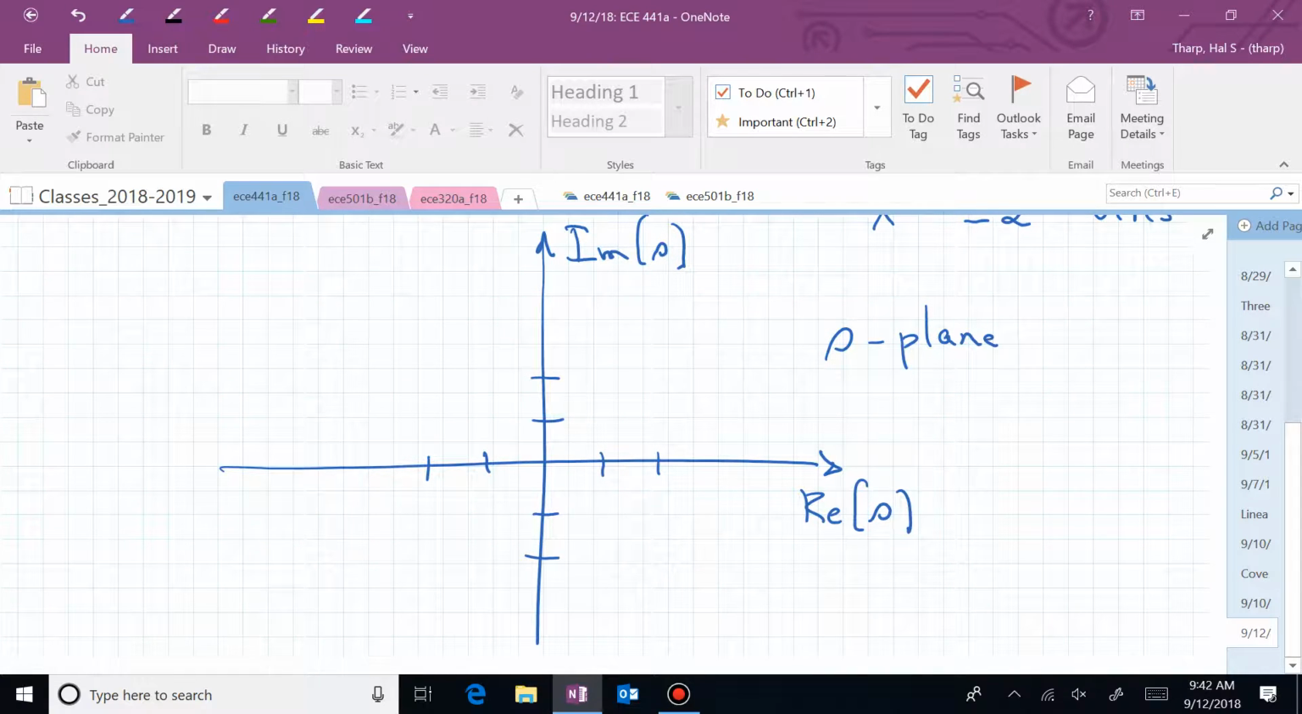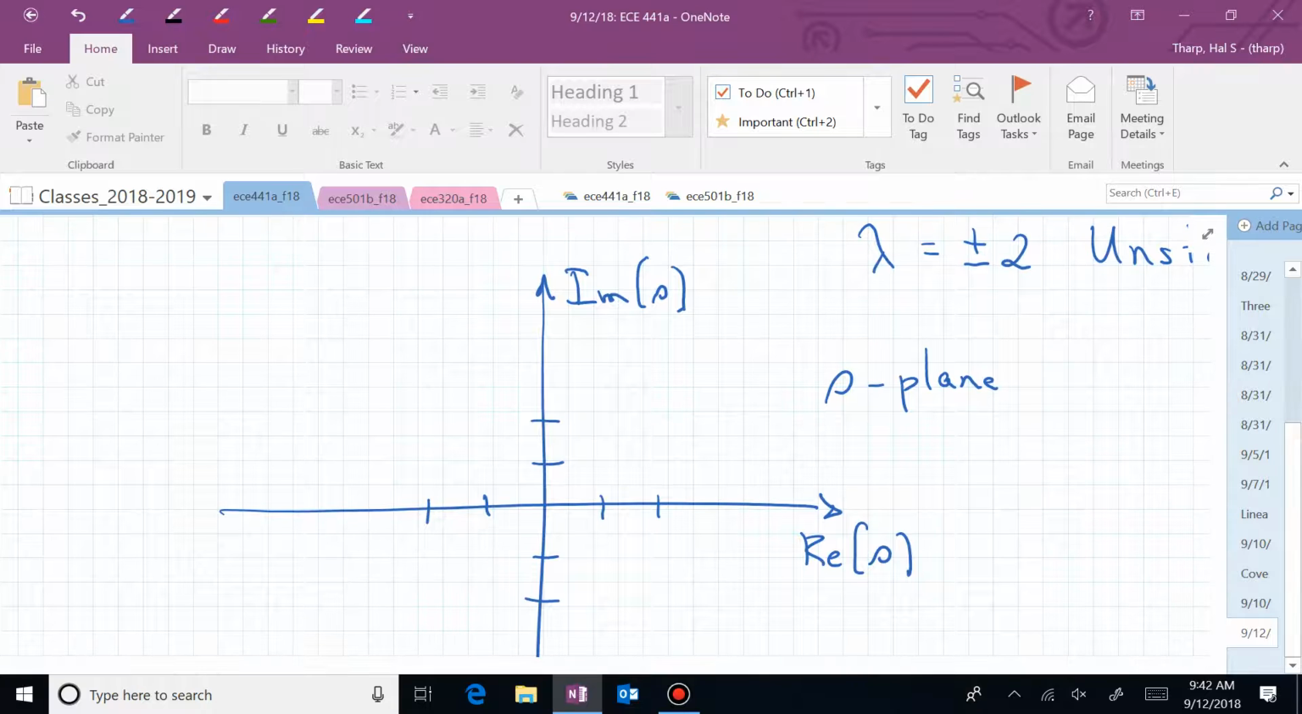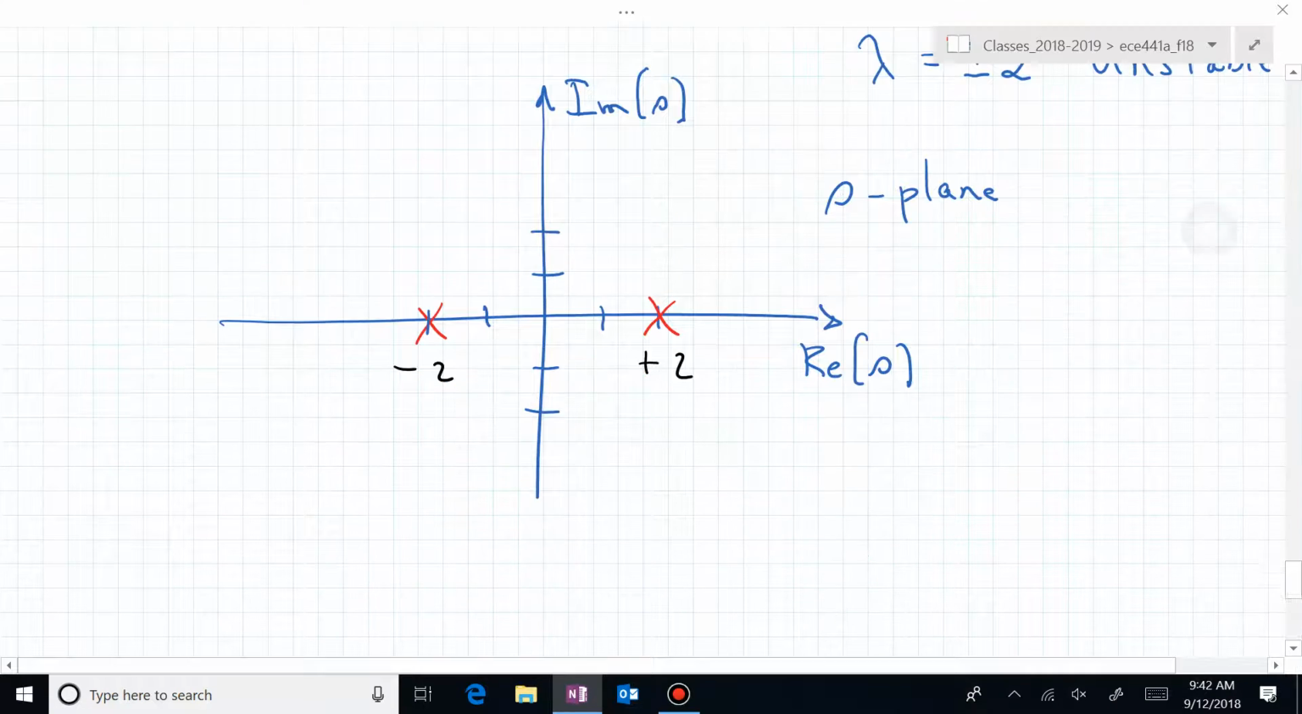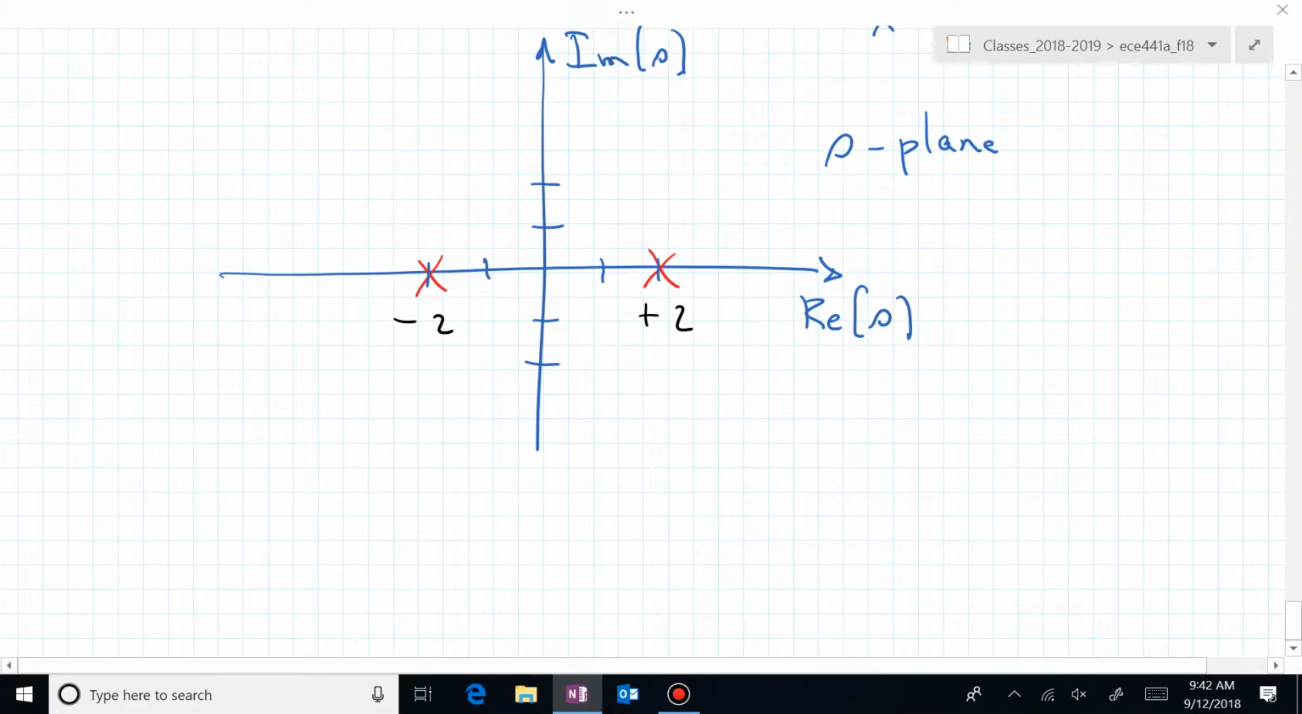Where are those eigenvalues going to live? One's over here at plus 2, and one's over here at minus 2. What modes do those give rise to in the time domain? If I went up and just kicked this nonlinear system ever so slightly to nudge it away from the equilibrium, the 0, how would it behave? Well, this is how it's going to behave based on these poles.